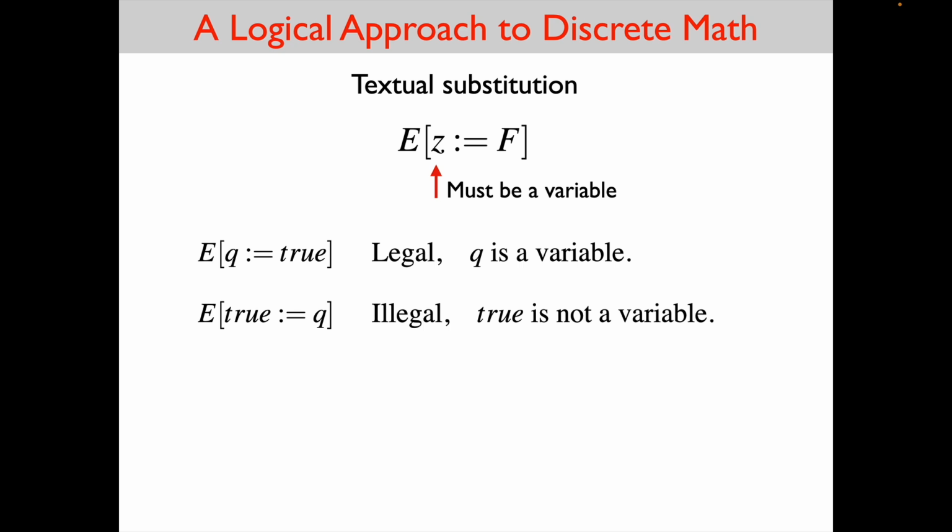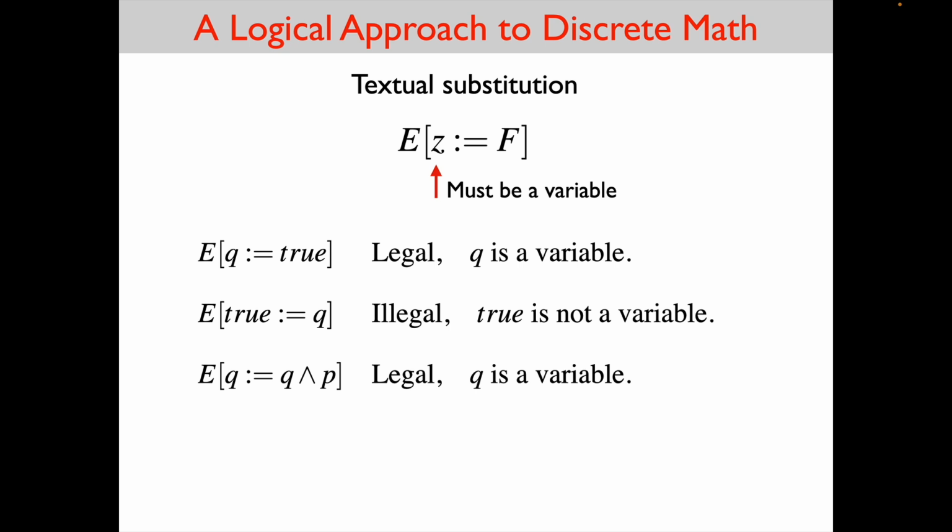All right, so here is the next example. Suppose we have a textual substitution like this. E is the expression and Q is replaced by Q and P. Is this legal or illegal? All right, so this one's legal because here again Q is a variable, and in this case the expression F, capital F, is the Boolean expression Q and P.